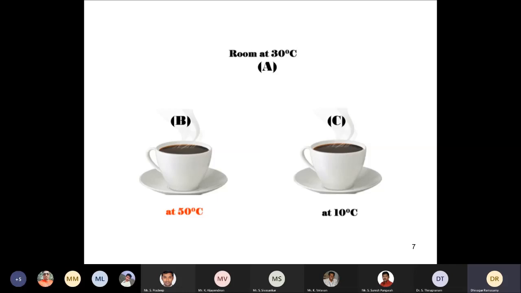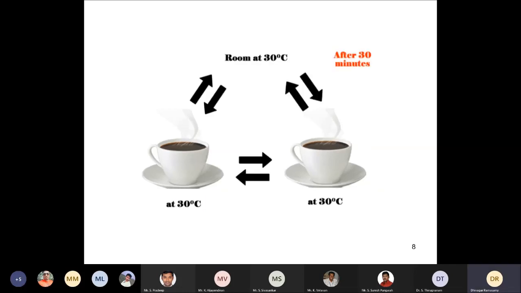See, this is a basic example to understand the zeroth law of thermodynamics in an easy manner. I have a room temperature of 30 degrees Celsius. In that room, I have a coffee cup at 50 degrees Celsius, and another coffee cup at 10 degrees Celsius. After 30 minutes, the room temperature is the same, 30 degrees Celsius. The 50 degrees Celsius coffee cup loses its heat to the room, and the 10 degrees Celsius cup gains heat from the atmosphere and reaches around 30 degrees Celsius. So these three attain thermal equilibrium.